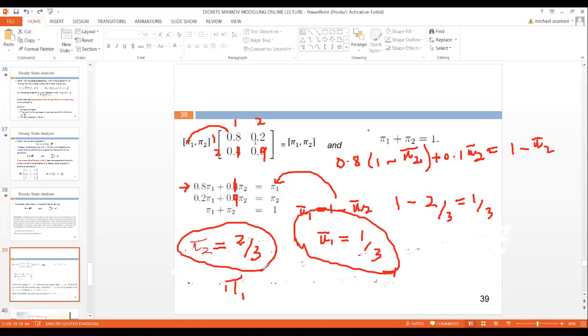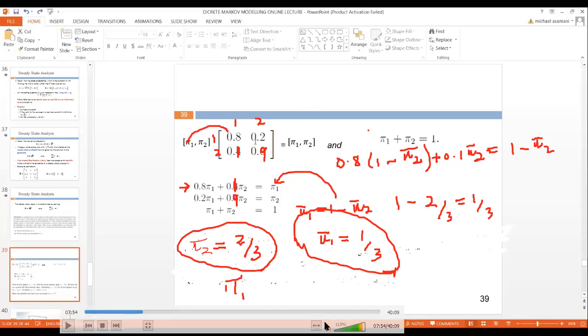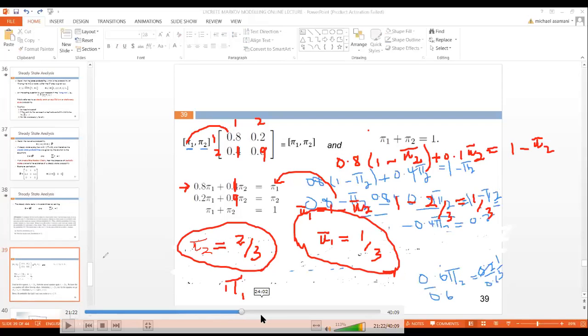Okay, any question on this example before I move to the next example? Any question here? Any question on the example? Yeah.